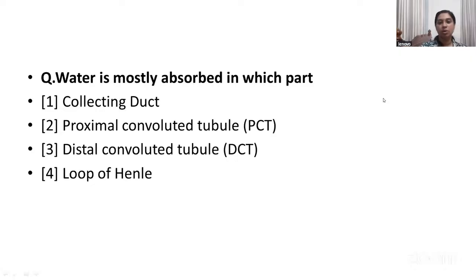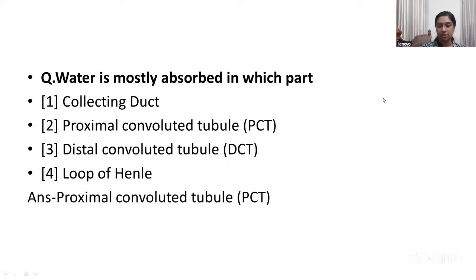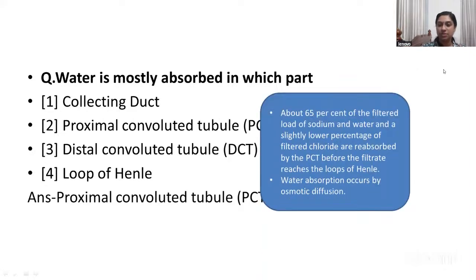So next is, water is mostly absorbed in which part of the nephron? Collecting duct, PCT, DCT, loop of Henle. It's the PCT. Okay. So about 65% of the filtered load of sodium and water, and a slightly lower percentage of filtered chloride, is mainly reabsorbed in the PCT, okay, before the filtrate reaches the loop of Henle. And the water absorption occurs by osmotic diffusion. That is the osmotic gradient maintained between the interstitium and the tubule that's responsible for the reabsorption.